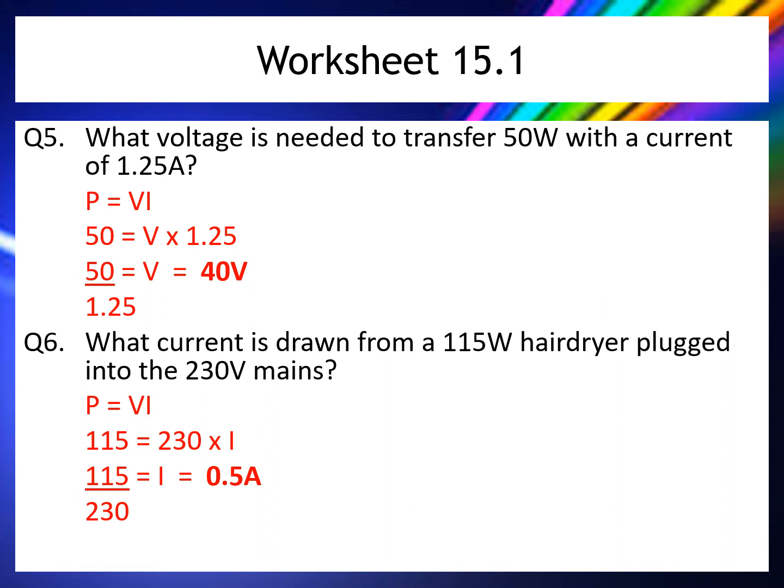Question 6. This time we're calculating current. P equals VI. We put the numbers in. 115 watts is equal to 230 multiplied by I. Again, we reverse maths. We're dividing through. So 115 divided by 230 equals I, which is 0.5 amps.